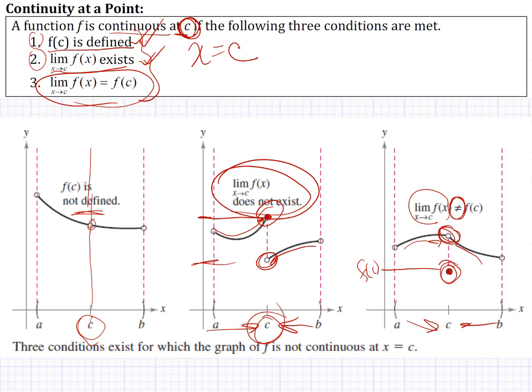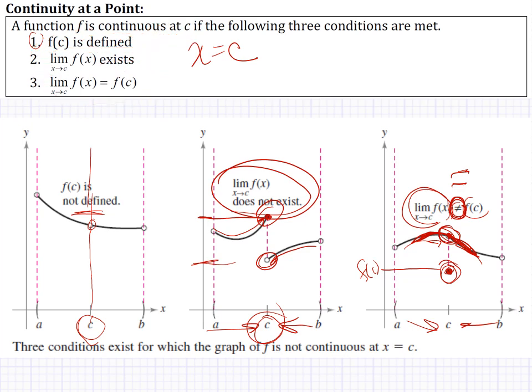Now, if this y value for the c was right here, then this would be all one smooth continuous piece. But that would require the limit and the function value to equal each other, and they don't. So not just one of these things is required, but all three are required to make sure that your function is continuous at c.